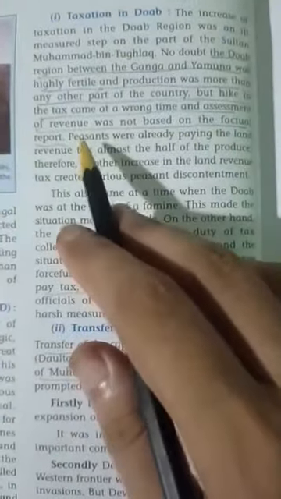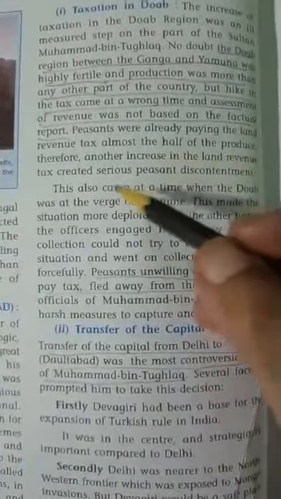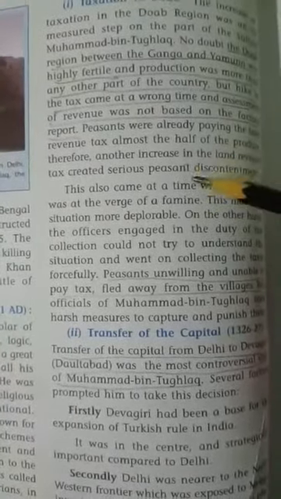The increase in taxation came at a very wrong time, and the assessment of revenue was not based on the factual report. The examination of the revenue was not done according to the practical report. Peasants were already paying the land revenue tax, almost half of the produce. When Muhammad bin Tughlaq increased the taxation, the peasants were already paying half of their produce as tax.